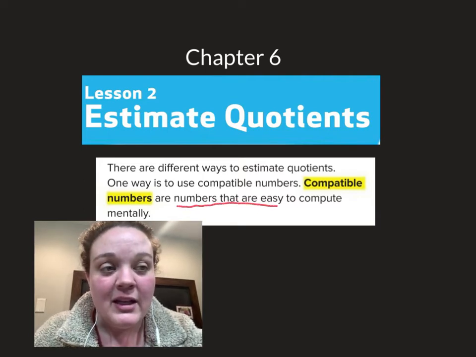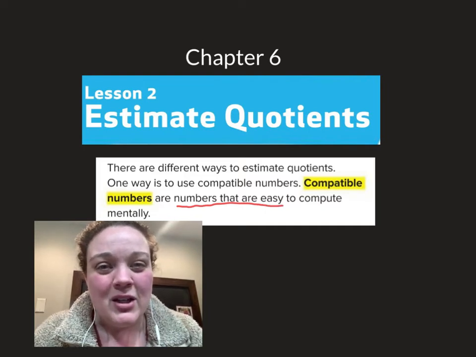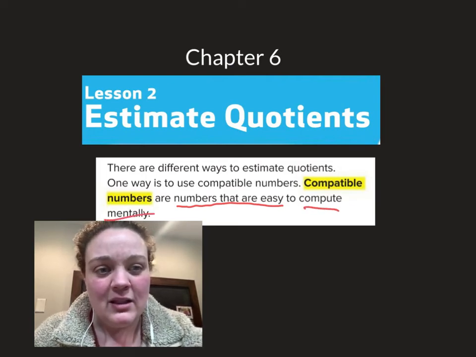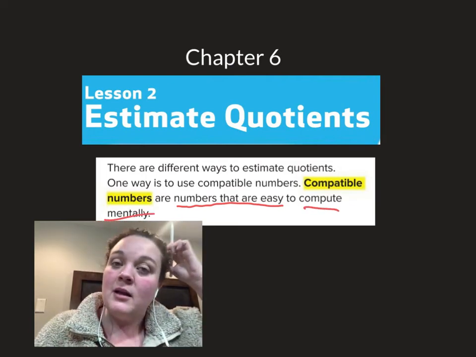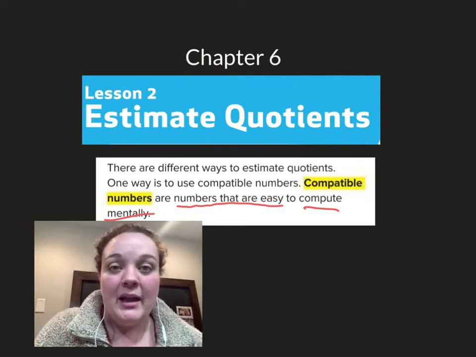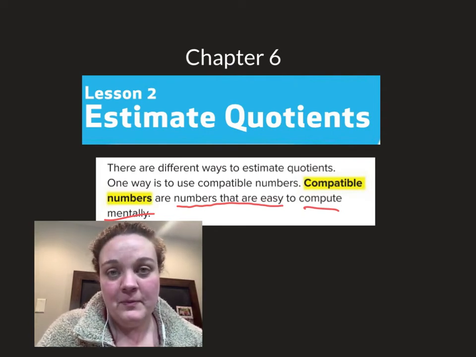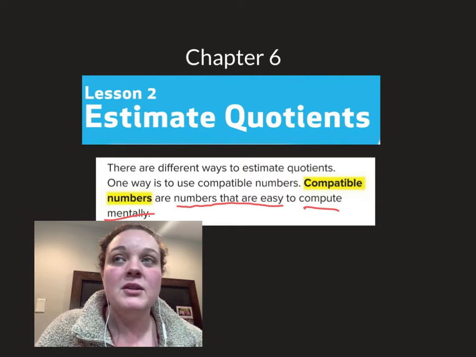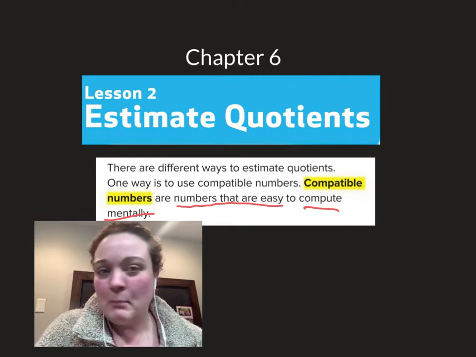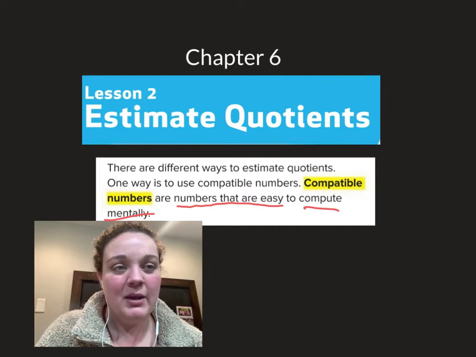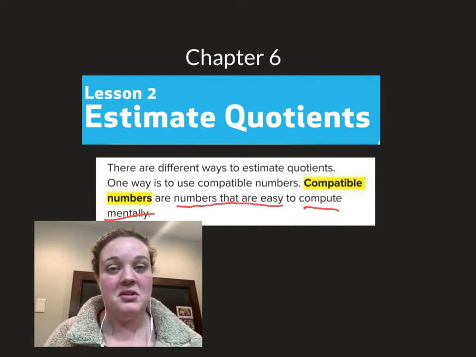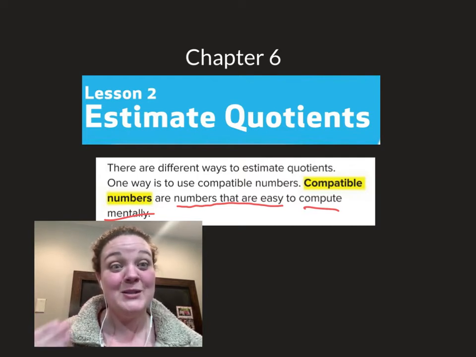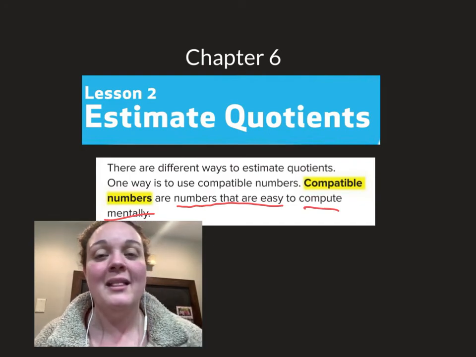Numbers that are easy to work with. Numbers that are easy to compute mentally is their definition, but it means numbers that are easy to do in your head. That's all compatible numbers are. We're going to dig further into that, but if you just think compatible numbers are numbers that are easy to work with, done. There's not a complicated definition to it. I'm trying to say it over and over again so that you're like, okay, Mrs. Hamer, I get it. Numbers that are easy to work with. Compatible numbers. Let's jump in.